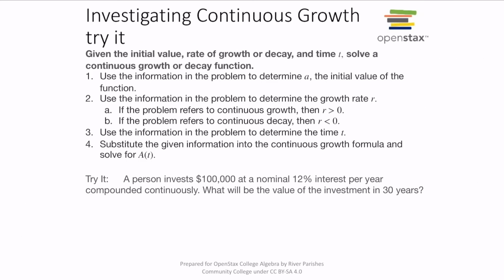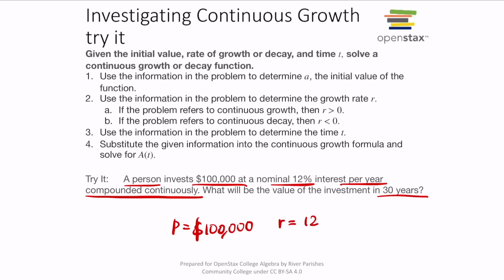So let's start with how to investigate the continuous growth, and let's try a problem first. What is given here? A person invests $100,000 at a nominal 12% interest per year, compounded continuously. What will be the value of the investment after 30 years? So the principal value is $100,000 and the rate of interest is 12%, which is 0.12, and the time period is 30 years.